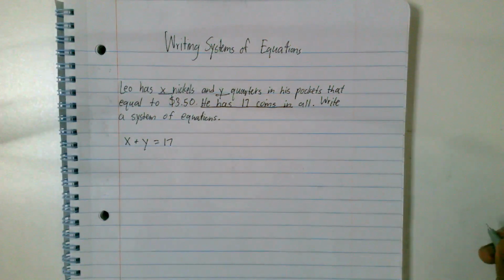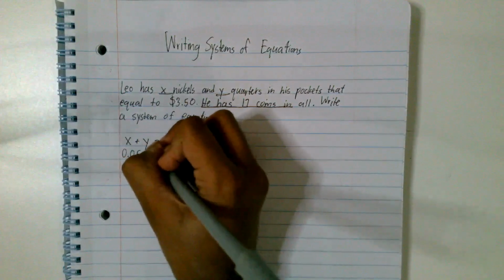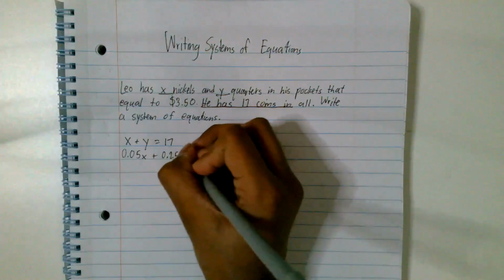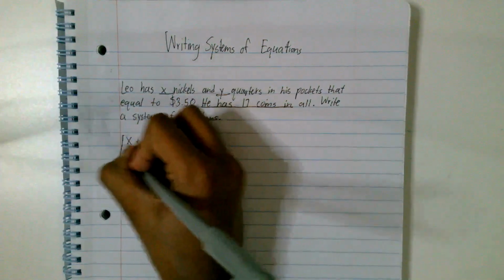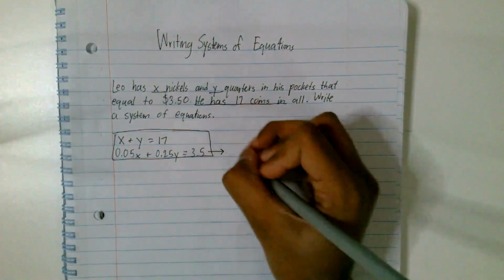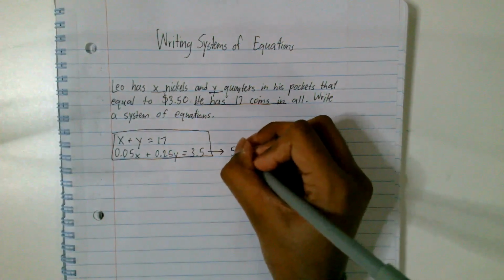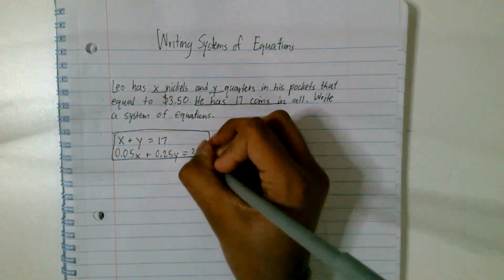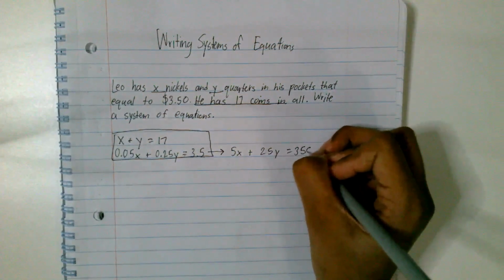Next, we know that nickels are worth 5 cents, so this is written as 0.05x, plus quarters are 0.25, so 0.25y, and the combined value is 3.5. So this is going to be our system of equations. But when we actually solve, we're going to make these whole numbers. So we're going to turn the 0.05 into 5, so times 100. Then we're going to make this 25, so 25y. Then we're going to multiply this by 100 too, so 350. But that's when we solve.